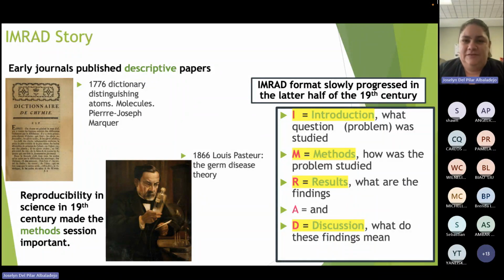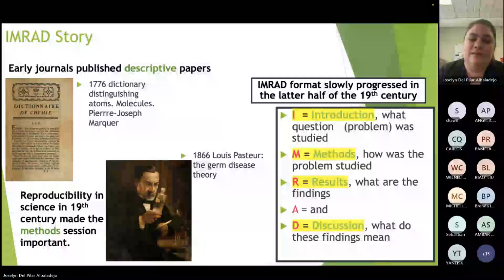So from the 19th century on, the scientific community agreed on having the following structure. First, an introduction in which you will have the question or the problem, right? What are you studying? What is that contribution to the scientific knowledge? Then the methods, because we want to make sure that what you saw, we would see too if we were to do the experiments. In other words, is it reproducible?